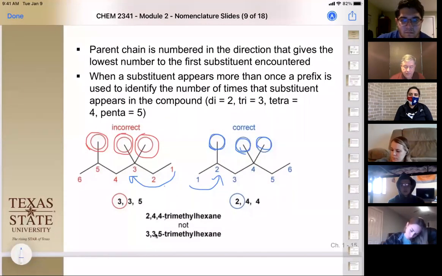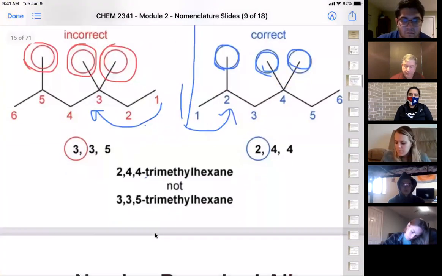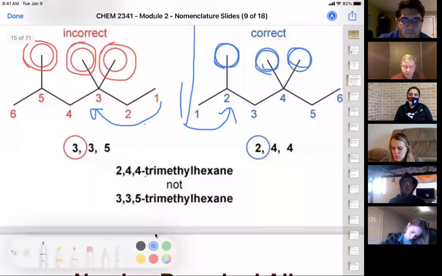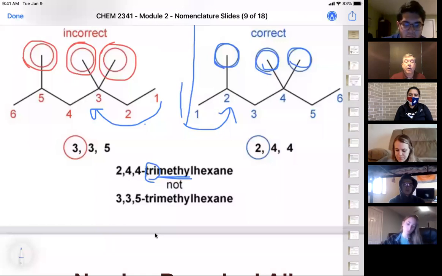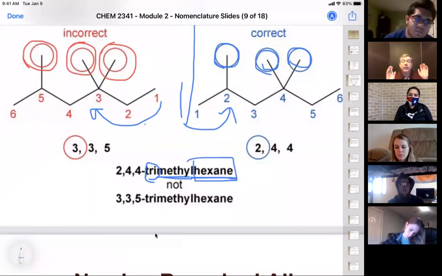So notice here we have, come on, there we go. Right here in our name, we have the methyl group because that's our substituent. We have 3 of them, so we get to say tri. And our longest chain was 6, so we have hexane. So this is our parent chain, hexane, hex, 6, ane, hydrocarbon. We have 3 substituents on there, so it's the trimethyl.